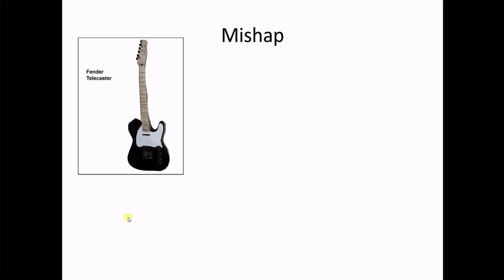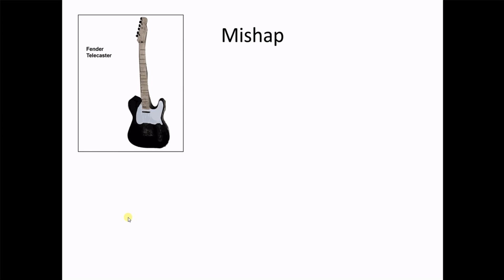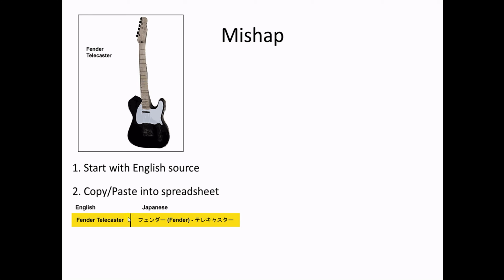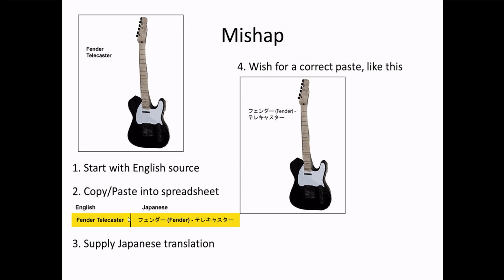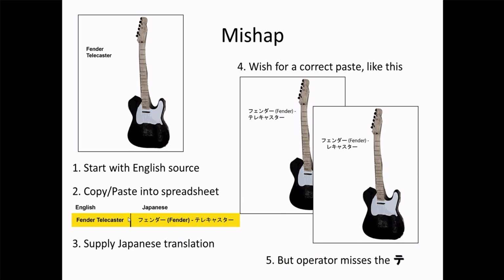So let's look at a mishap. I start off with my graphic, which is in English. I copy and paste it into the spreadsheet. They translate it into Japanese. I want to copy and paste it like this, but the operator misses the middle character, and the graphic is incorrectly translated.